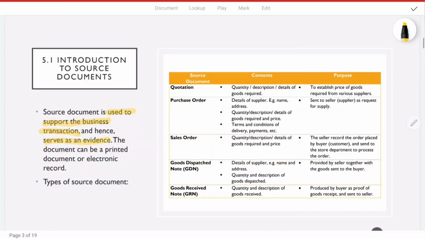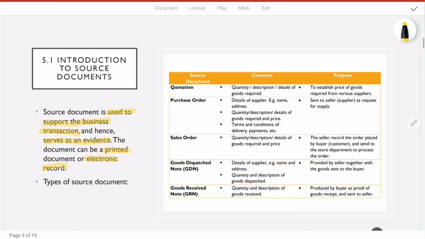Because if you still remember, the enhancing qualitative characteristic of financial information is verifiability, meaning that the transactions that we report in the financial statement must be able to be verified. If we are required to verify the information, we can show them the evidence of the transaction. This evidence can be in a printed form or electronic records.